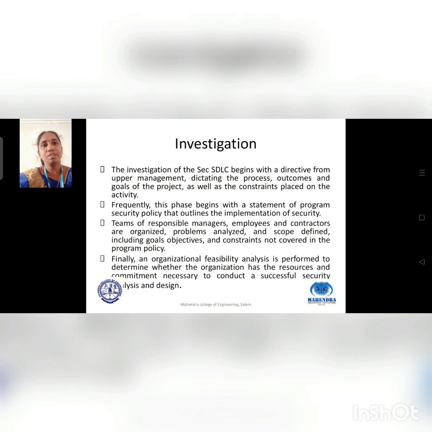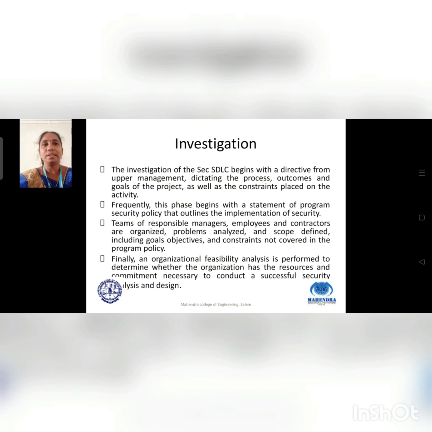Last one, investigation. The investigation phase of the SDLC begins with a directive from upper management, dictating the process, outcomes and goals of the project as well as the constraints placed on the activity. Frequently, this phase begins with a statement of program security policy that outlines the implementation of security. Teams of responsible managers, employees and contractors are organized, problems analyzed and scope defined, including goals, objectives and constraints not covered in the program policy.